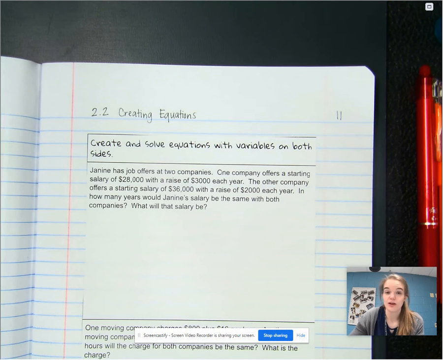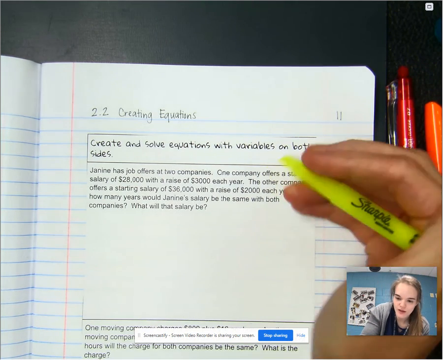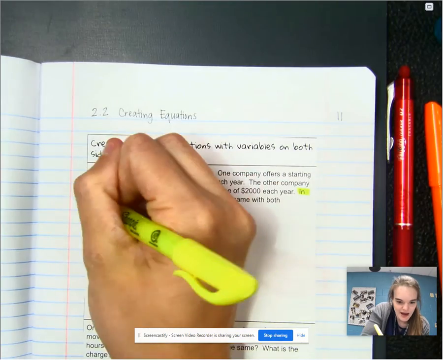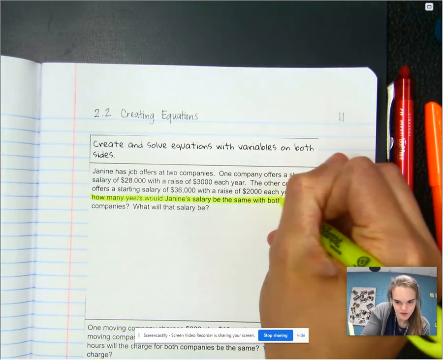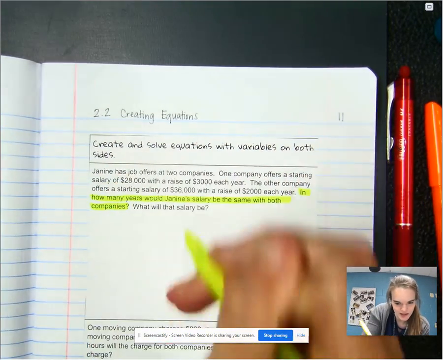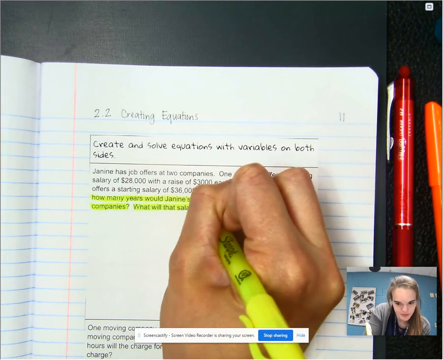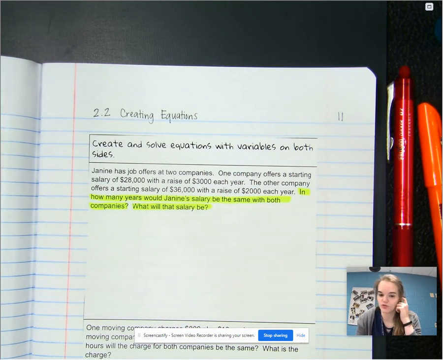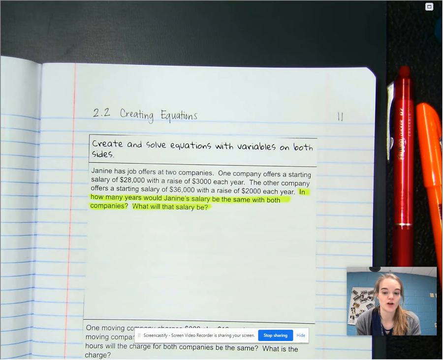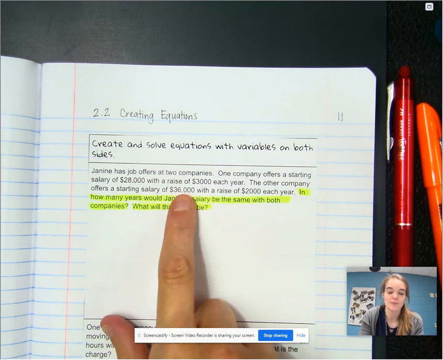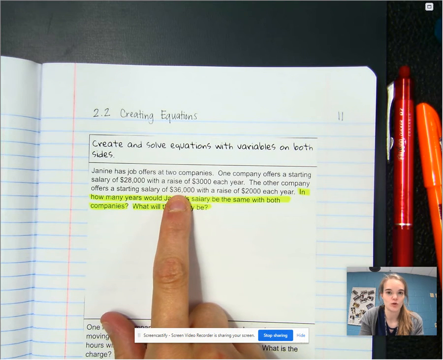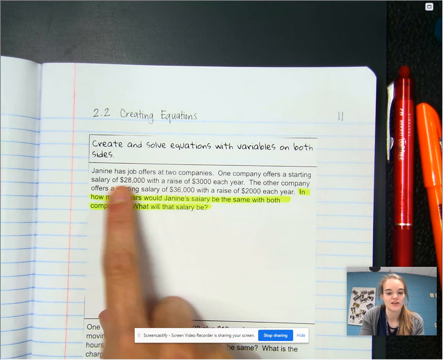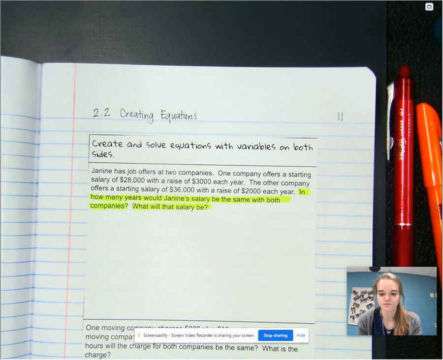The other company offers a starting salary of $36,000 with a raise of $2,000 each year. We got some questions, and we're highlighting those questions in yellow. In how many years would Janine's salary be the same with both companies, and what will that salary be? So I have to make sure I answer both questions, which is why I needed to highlight them. This is something that's good for you to be able to know, because while you might decide, ooh, I make more money right here, so I'm going to take this job, it's a good idea to know, depending on how long you're going to be at a certain place, it might be better to take the lower salary, but we're going to see that.